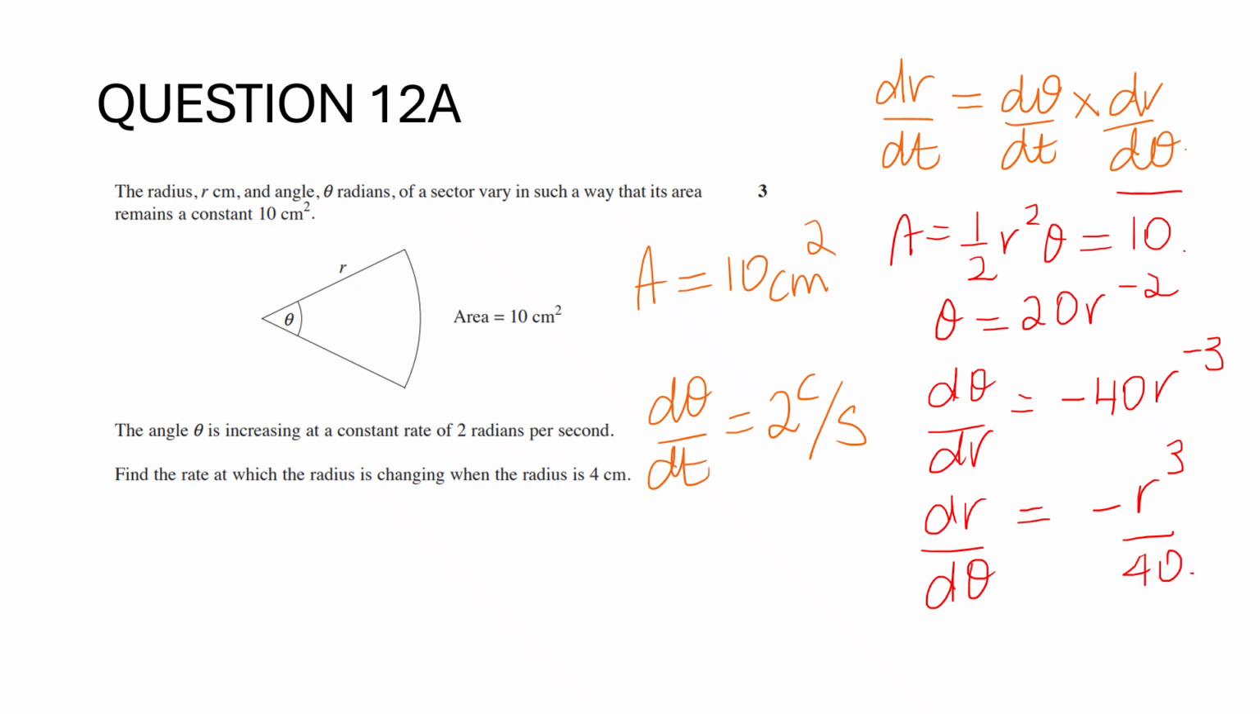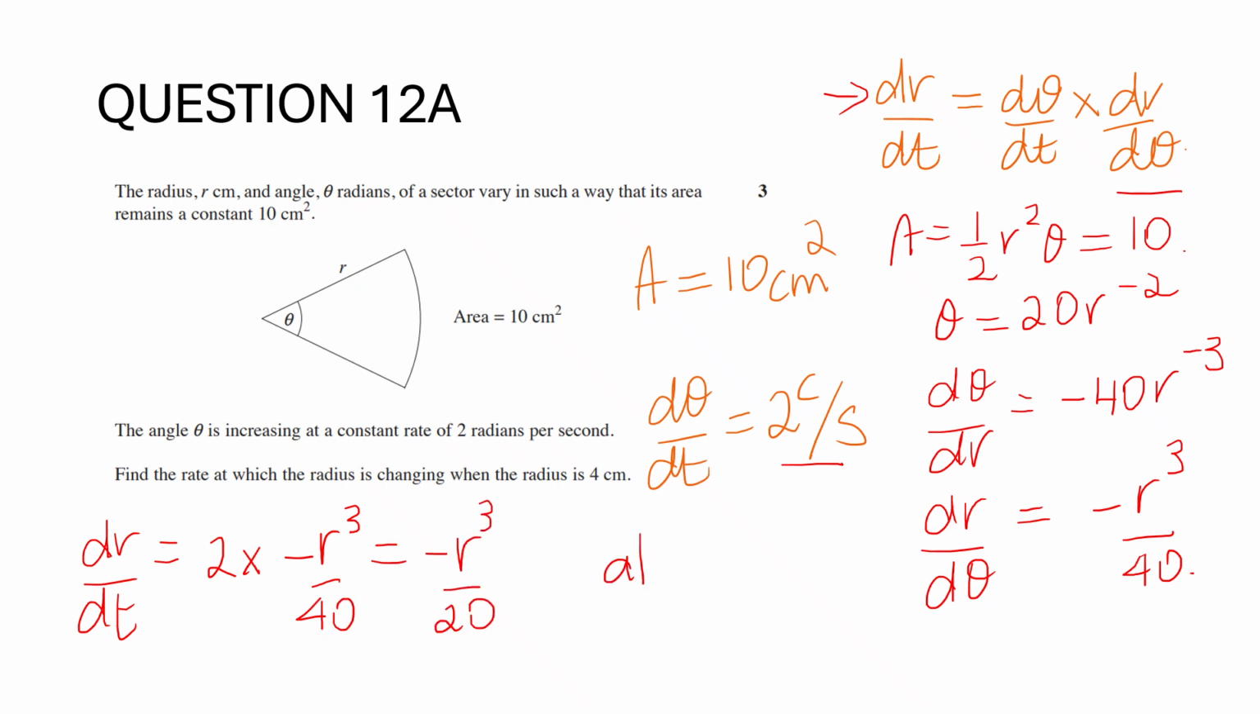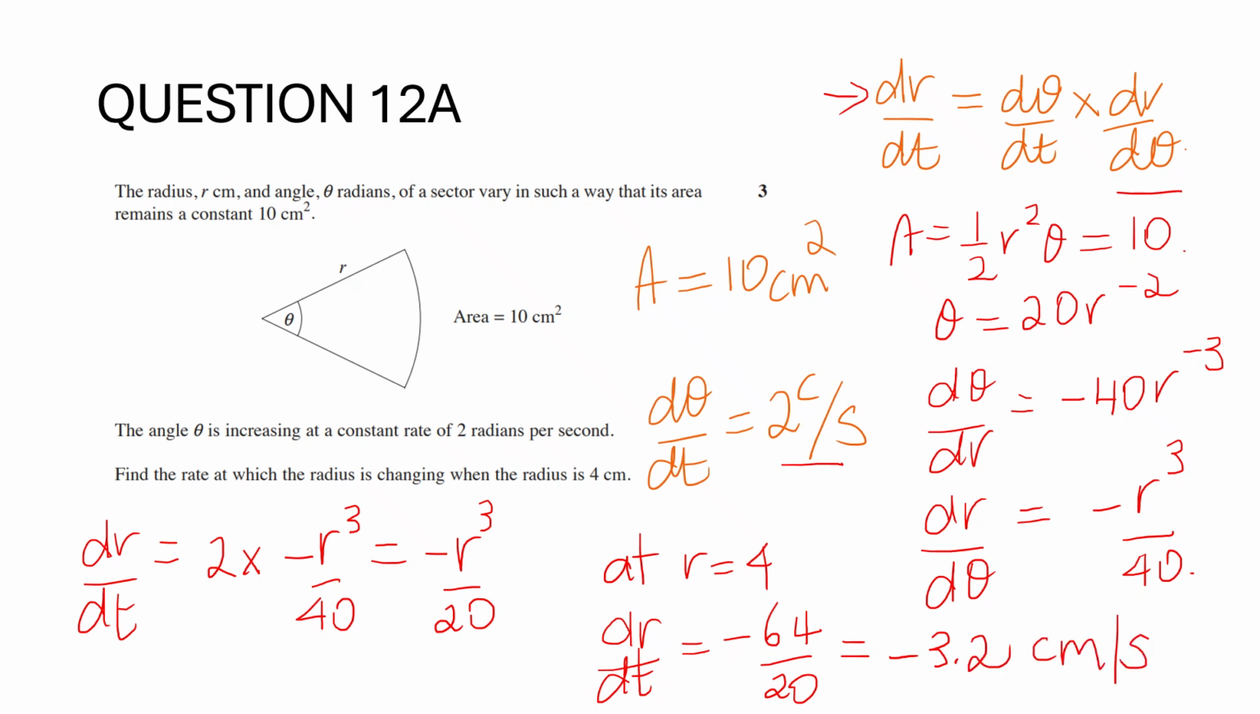All right, from here, dr dt is equal to d theta dt, which is 2, times negative r cubed on 40, which is equal to negative r cubed on 20. And at r is equal to 4, dr dt is equal to negative 64 on 20, which is negative 3.2 centimetres per second.